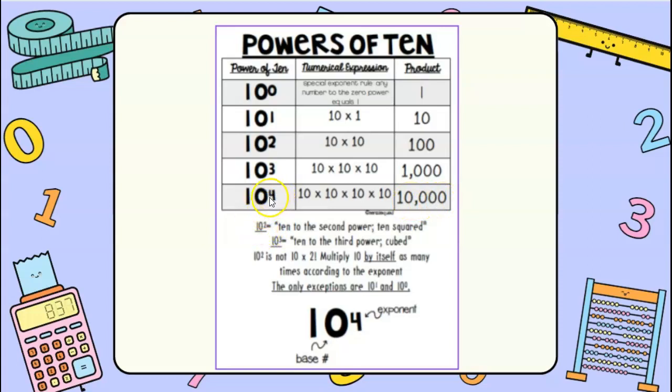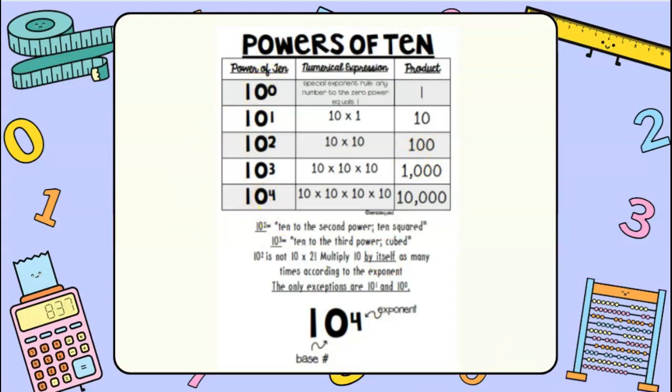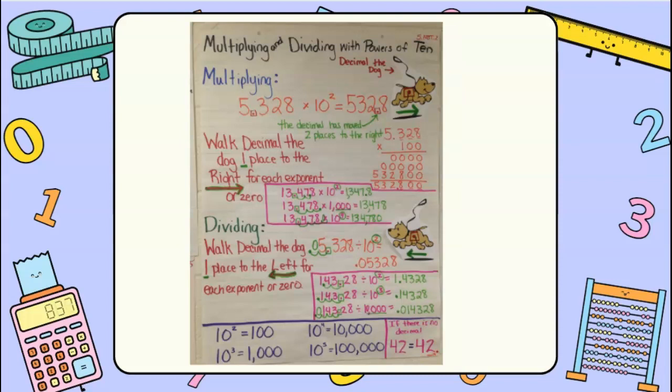All right, so 10 to the 4th is 1 with 4 zeros. 10 to the 3rd is a 1 with 3 zeros. 10 to the 2nd, or 10 squared, is 1 with 2 zeros. So remember that we have our base and then we have our exponent here as well. Our exponent is going to be vital information for multiplying by powers of 10.